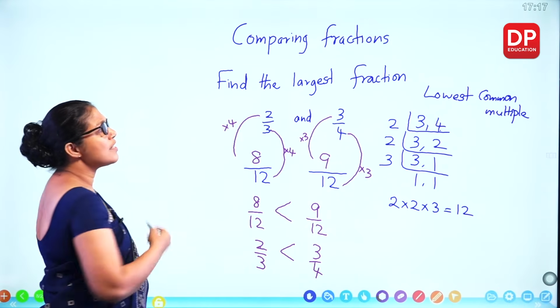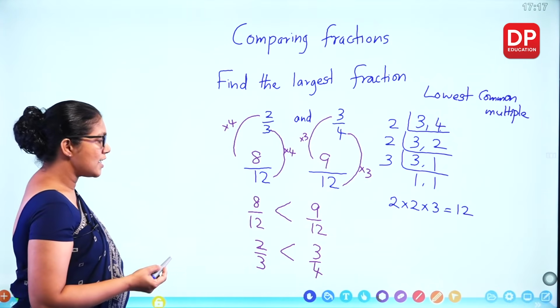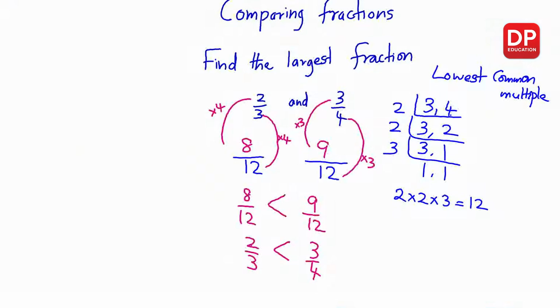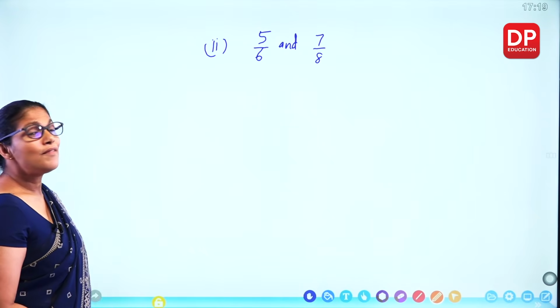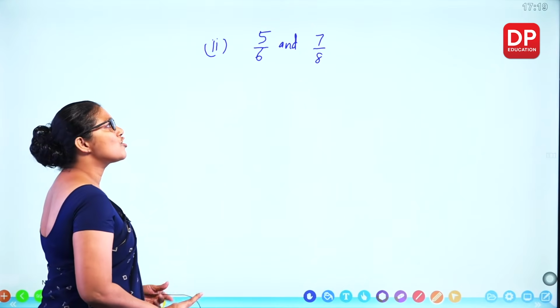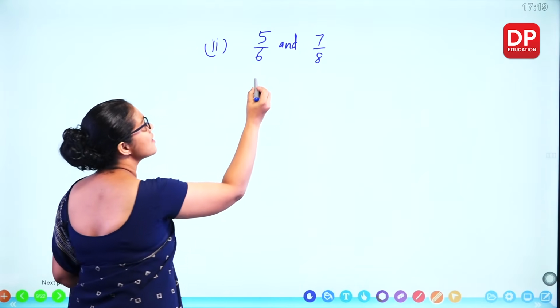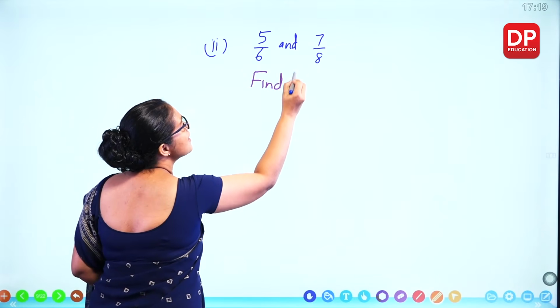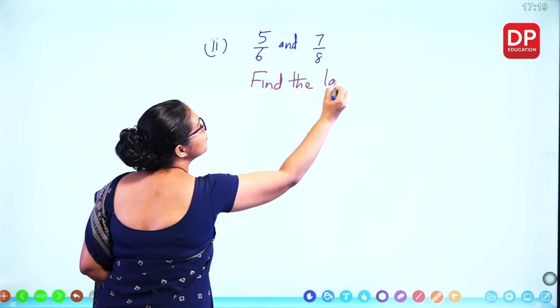So which one? The question asks to find out the largest fraction. So what's the largest fraction? 3/4. This is the bigger one. So 3/4 is the largest fraction. Now we'll take this example. You have again 2 fractions given and you are asked to find the largest fraction. So I'll write down, find the largest.